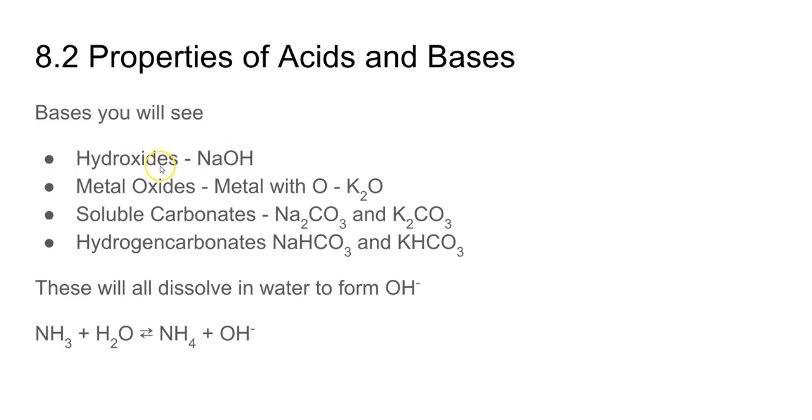We've got hydroxides. That's going to be pretty much a metal with an OH at the end. Those are hydroxides. We're going to see metal oxides. These are metals with an O at the end. We're going to see carbonates. That's CO3. So here's sodium carbonate, potassium carbonate. And we're going to see hydrogen carbonates. That's HCO3. So sodium hydrogen carbonate, potassium hydrogen carbonate.